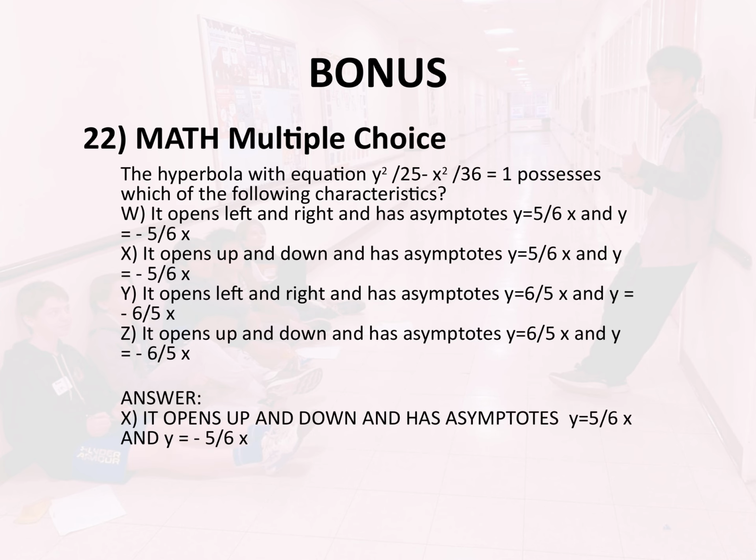Answer: X. It opens up and down and has asymptotes y equals 5 over 6x and y equals negative 5 over 6x.